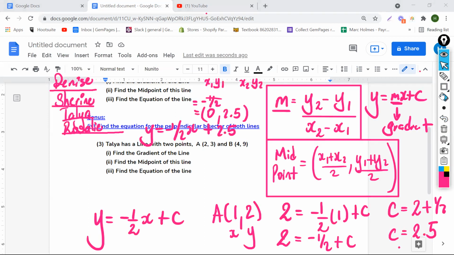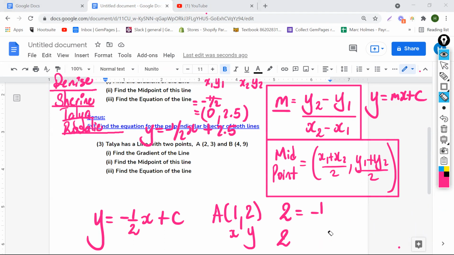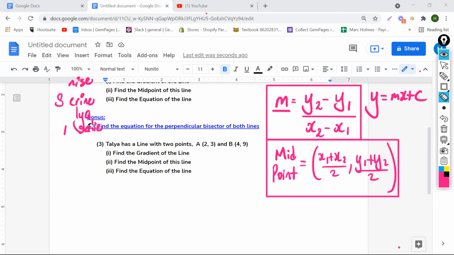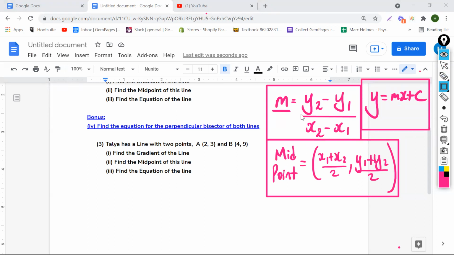Let me put the formulas back on the board. So these are the three formulas we need to know. All right, guys, let's take our time. This one is actually much easier too. Everybody should try this one now, all of us trying the same one so we don't have any mix-ups this time. We need to know the gradient, the midpoint, and the equation of the line.